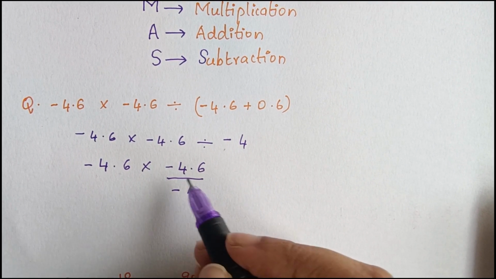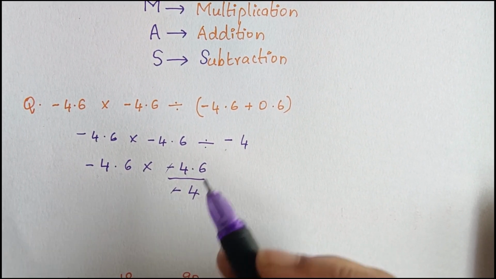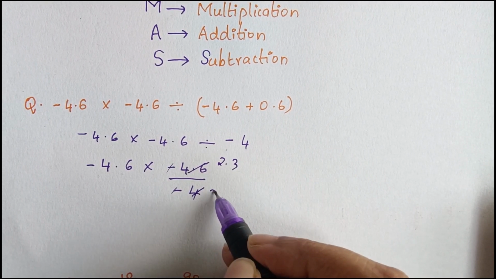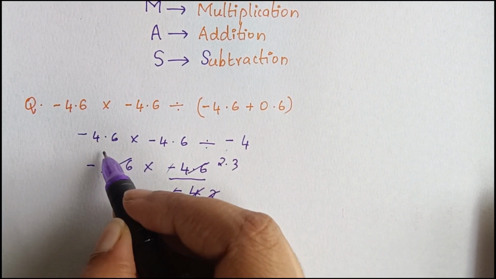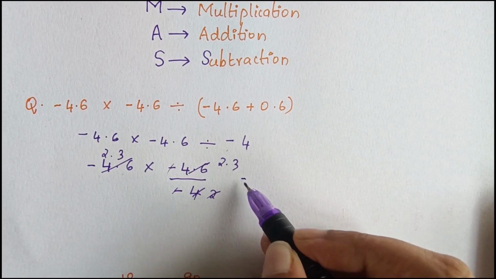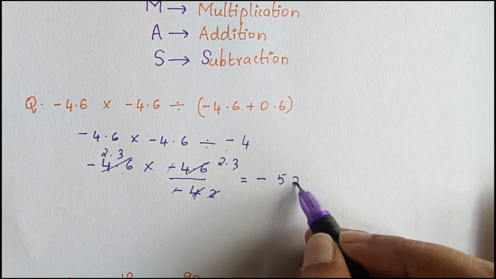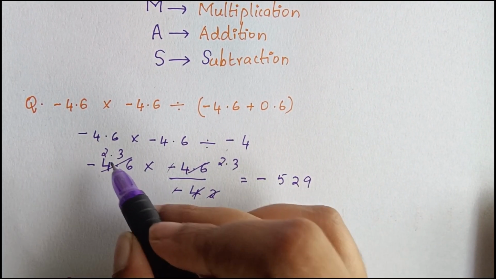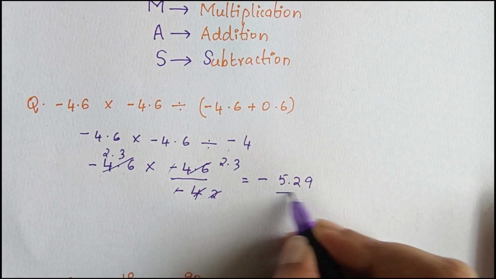Negative divided by negative will get cancelled. 4.6 is 2.3 times 2, and 4 is 2 times 2. Again, we can cancel 2 here and 2.3, and we have a negative here. So the answer is -5.29. We have two decimal points here, one here and one here. So 5.29. So the answer is -5.29.